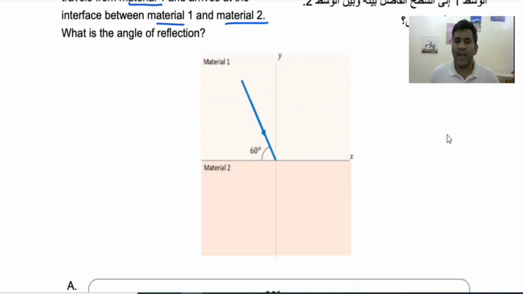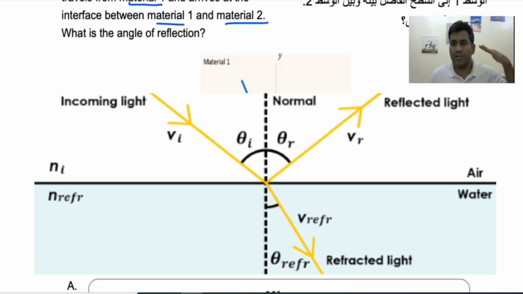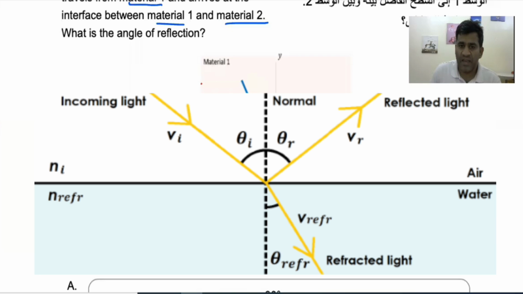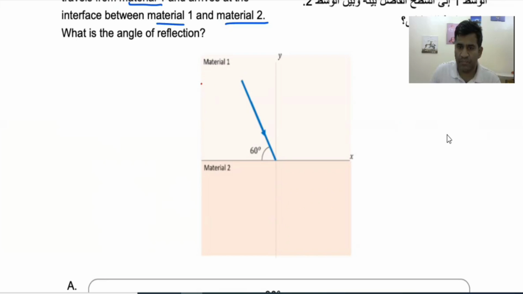Basically, whenever a light ray enters from material 1 to material 2, or whenever the light ray strikes the boundary of a different medium, part of the light will be reflected back and part of the light will be refracted. So if I am representing a ray diagram for this, suppose the light ray is hitting this boundary of material 1. Material 1 may be air or water, anything, it will be mentioned to you. And this is material 2.